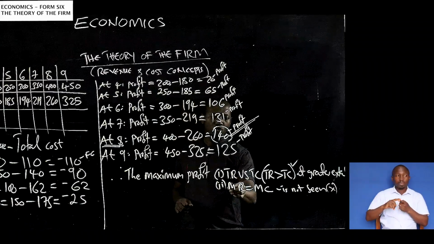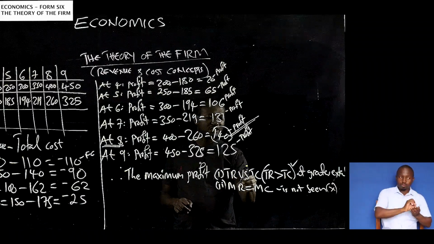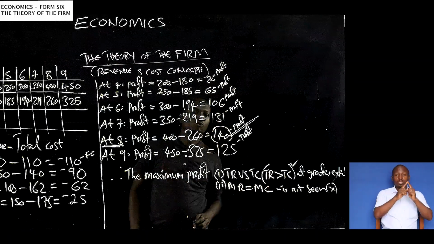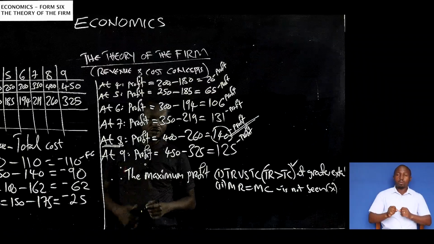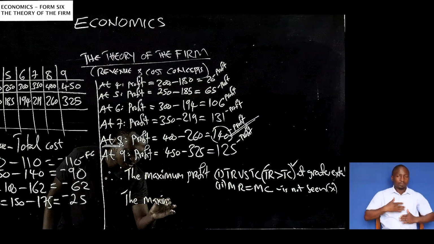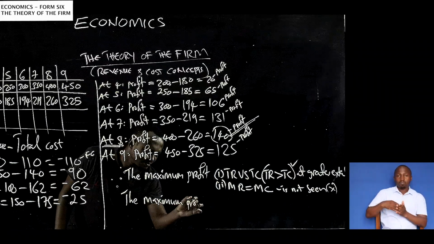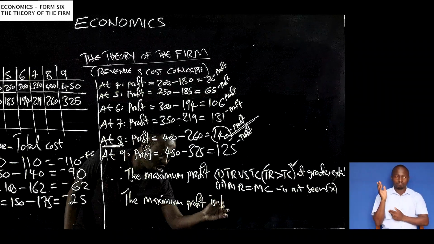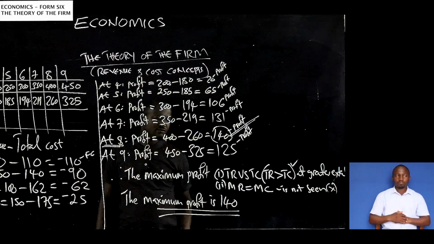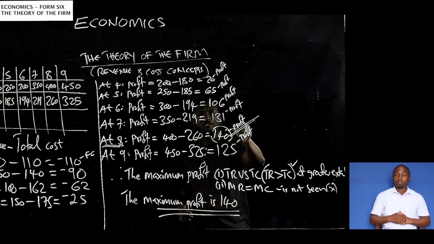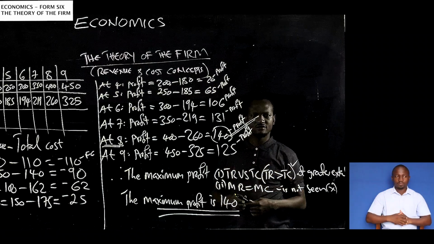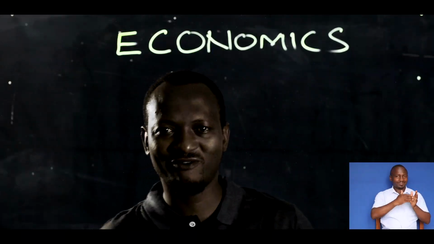At a place where our total revenue is greater than total cost to a large extent, the difference will be maximum profit. So according to our solution, the maximum profit is 140. Our maximum profit will be 140. We have come to an end of our lesson.